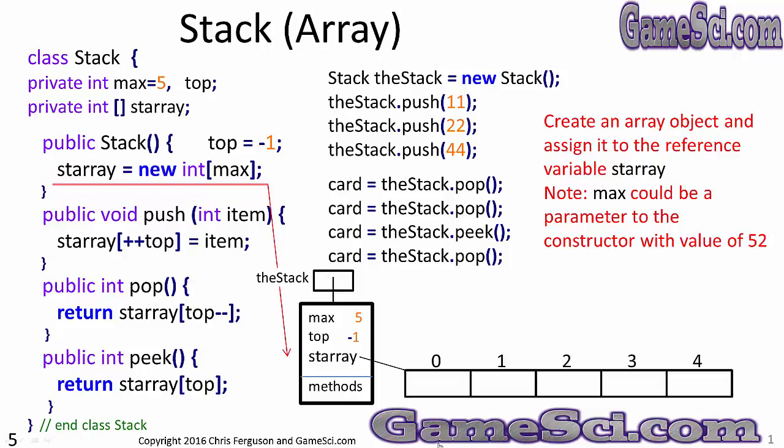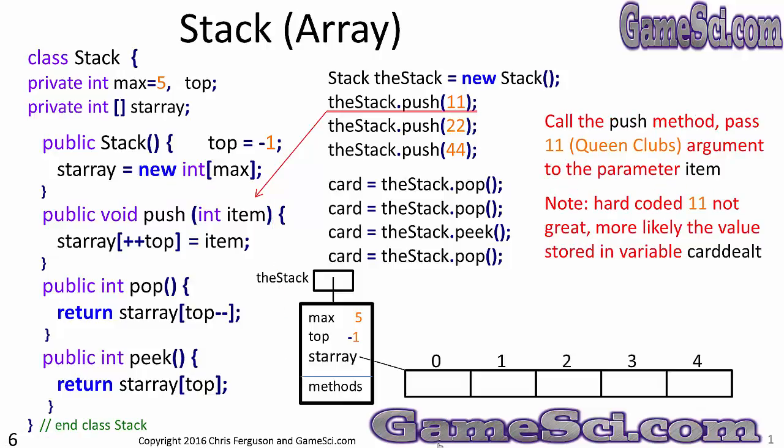It's time to go back to the original call that called the constructor and execute the line below it. In this line of code, we will call the push method. We'll pass 11 as the argument to the parameter item right there. Note, a hard-coded 11 is not a great way to code. More likely, this would be a value stored in a variable like card dealt. When my card game deals a card, I want to make sure that card gets pushed onto the stack, so if I hit the undo button, I can go back and undo the dealing of that card.